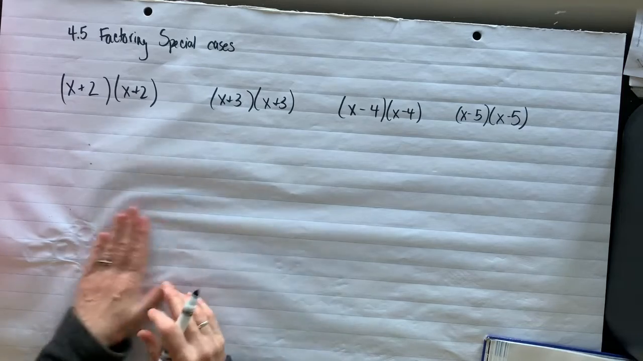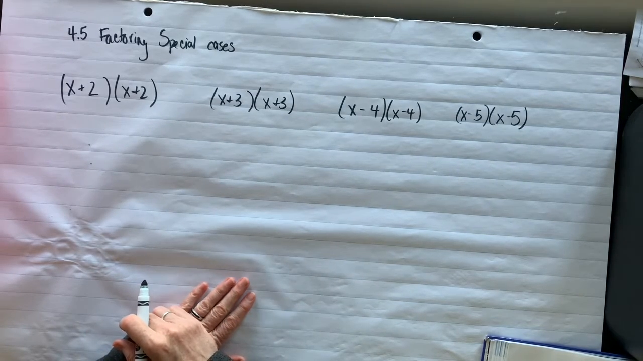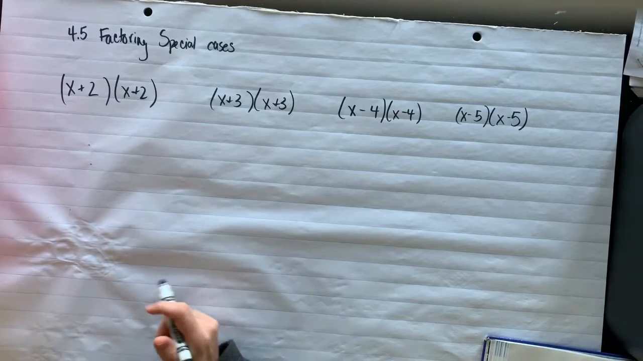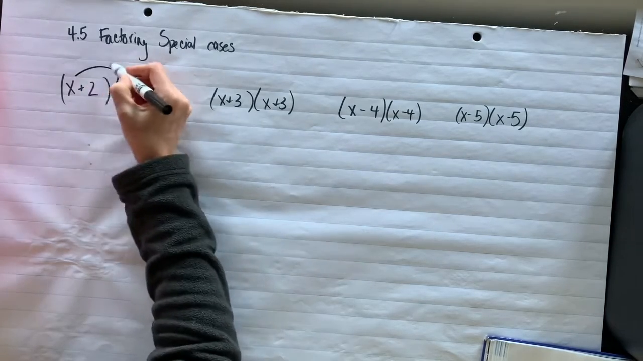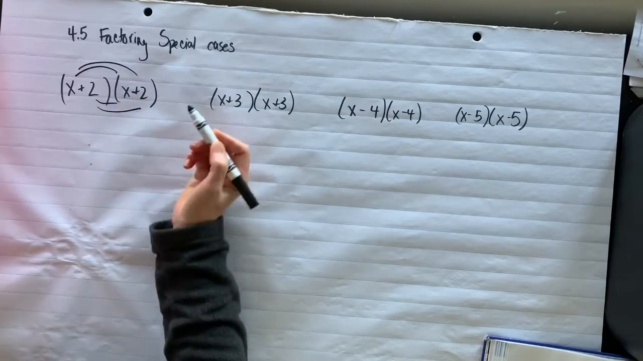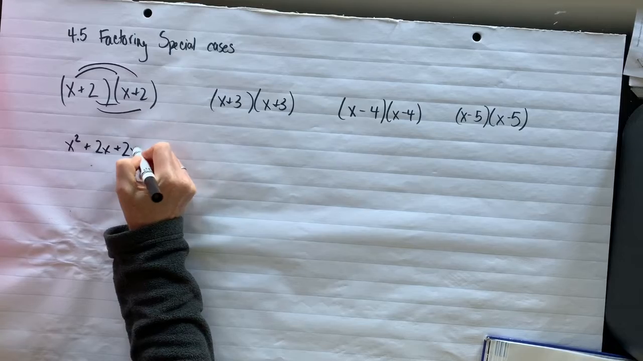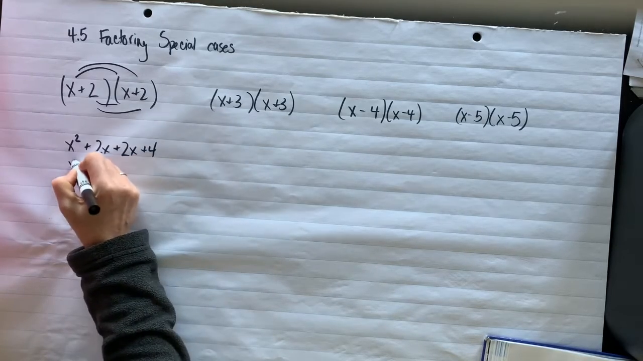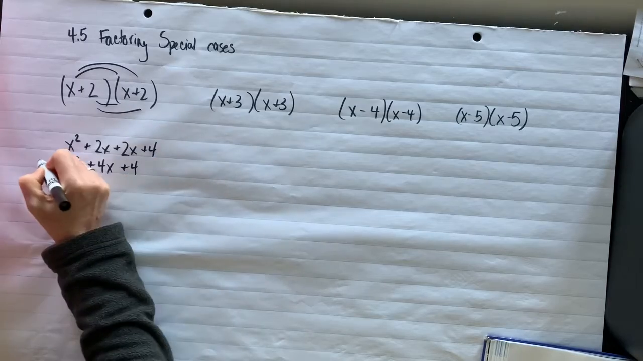Hey, good morning. Today we're going to look at section 4.5, factoring of special cases. Before I start actually working backwards, I'm going to work forwards and we're going to use FOIL to expand these to see if we can determine any sort of pattern. Using FOIL first, outside, inside, last, I would have x squared plus 2x plus 2x plus 4. That would equal x squared plus 4x plus 4.